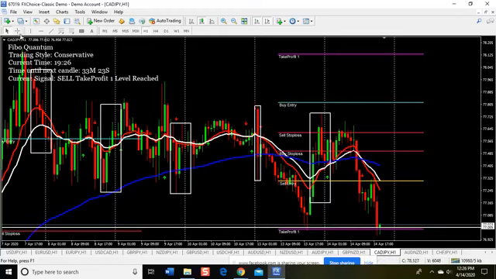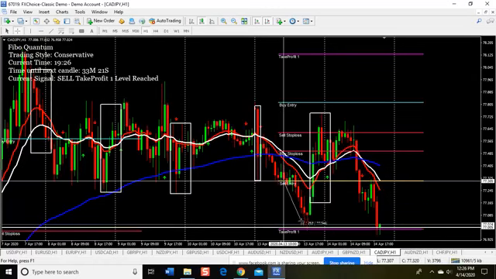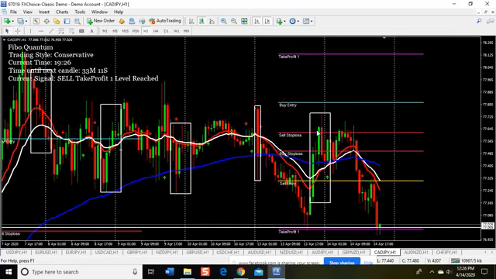Now what happens? This moves straight down, right past take profit one. We're up 33 pips. And then what happens? Boom. It goes right back up and stops us out for a loss, guys. And if I'm not mistaken, that's the loss. That's our only loss on here.